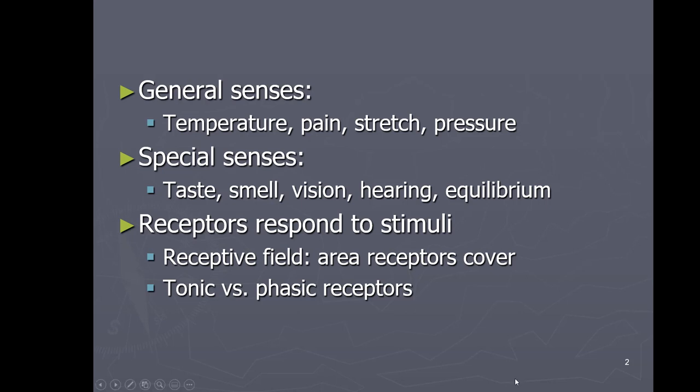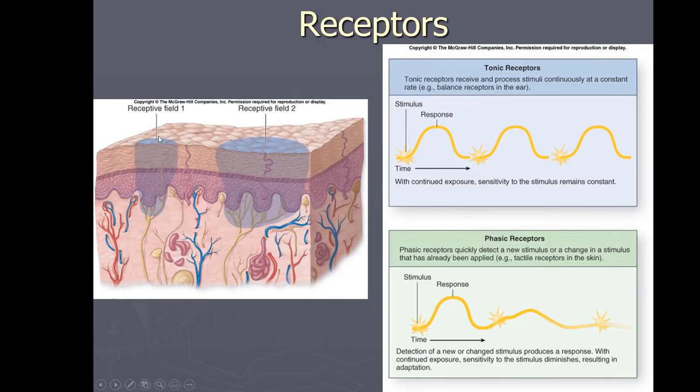So for this part right here, each receptor has its own receptive field, and that's just the area that it responds to. So if you look at this picture, you can see they have two receptors, one here, and this receptor has a smaller receptive field than this one. And so depending on the receptor, the receptive field size just varies.